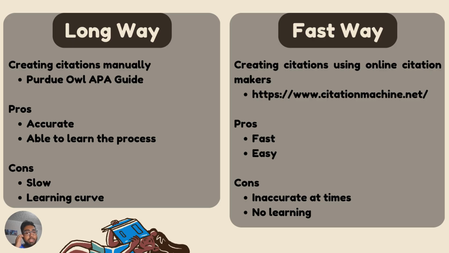In order to make these citations, there's two typical ways you can go about doing this. The longer way is creating these citations manually. Of course, Purdue OWL, as I mentioned, is a great resource. It'll show you full breakdowns and examples of how to cite each type of source. The pros of this is it's accurate, and by doing it this way, you'll be able to learn the process and have it become natural to you, so that if you ever have to do it again in future studies, future assignments, it'll be a lot more effortless, and you'll be able to save yourself from losing a lot of little marks from tiny mistakes, which I've made a lot of.